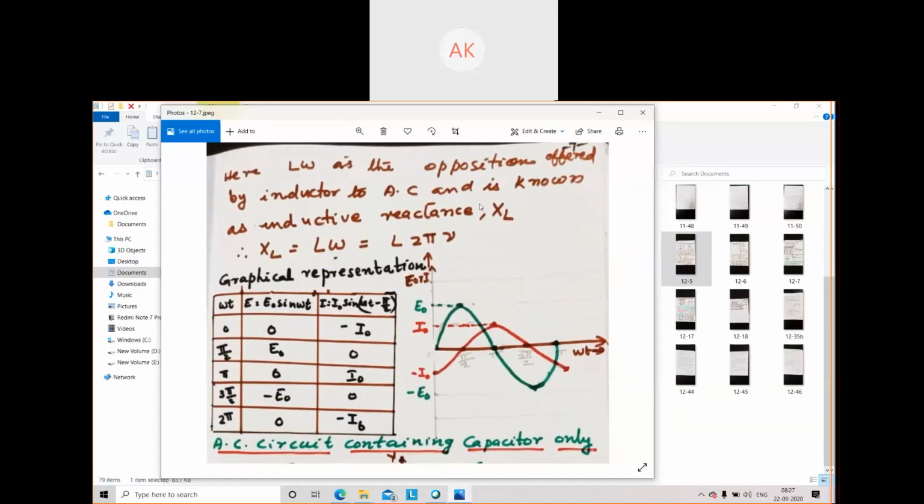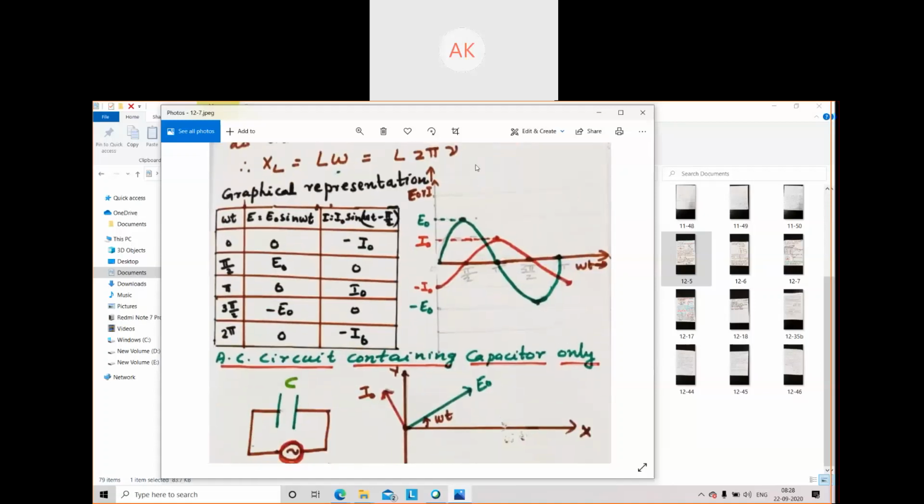L omega is the opposition offered by the inductor to AC and is known as inductive reactance. It is represented by XL, suffix L. XL equals L omega, that is, L into 2 pi into nu. For doing problems, you should know the different formulas. XL is the inductive reactance, the equation is L omega, and omega is 2 pi into nu, where nu is the frequency of AC, 50 cycles per second.